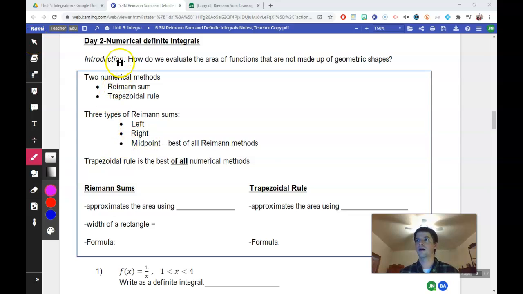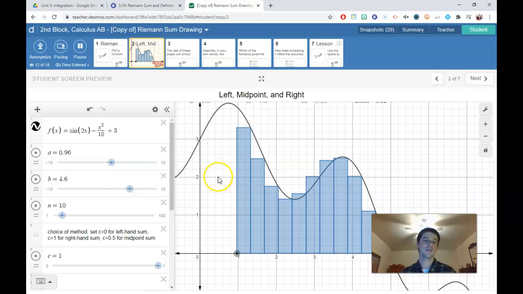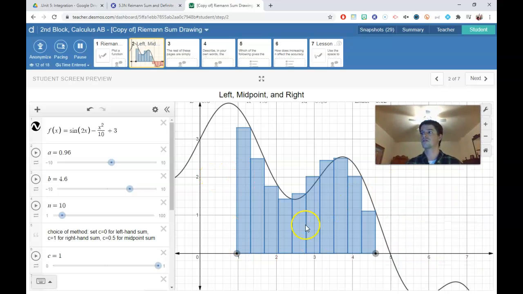Today we're going to do numerical definite integrals, and it's going to build on what we learned before. So the real question is, how do we evaluate the area of a function that's not made up of geometric shapes like we had before? And we had a glimpse of that idea with the Desmos activity. If you didn't get to do that in class or didn't see that, please go back and try that.